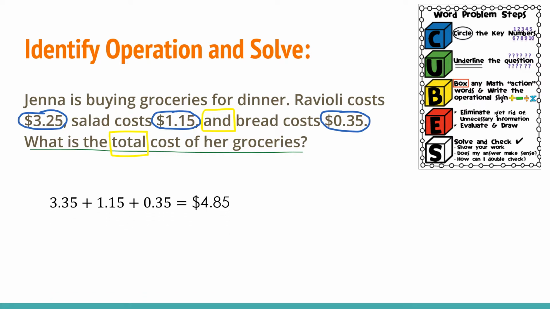Once I add my numbers, I get $4.85. When I check back my work, that sounds pretty much correct because everything kind of adds up to about 4. Let's continue.